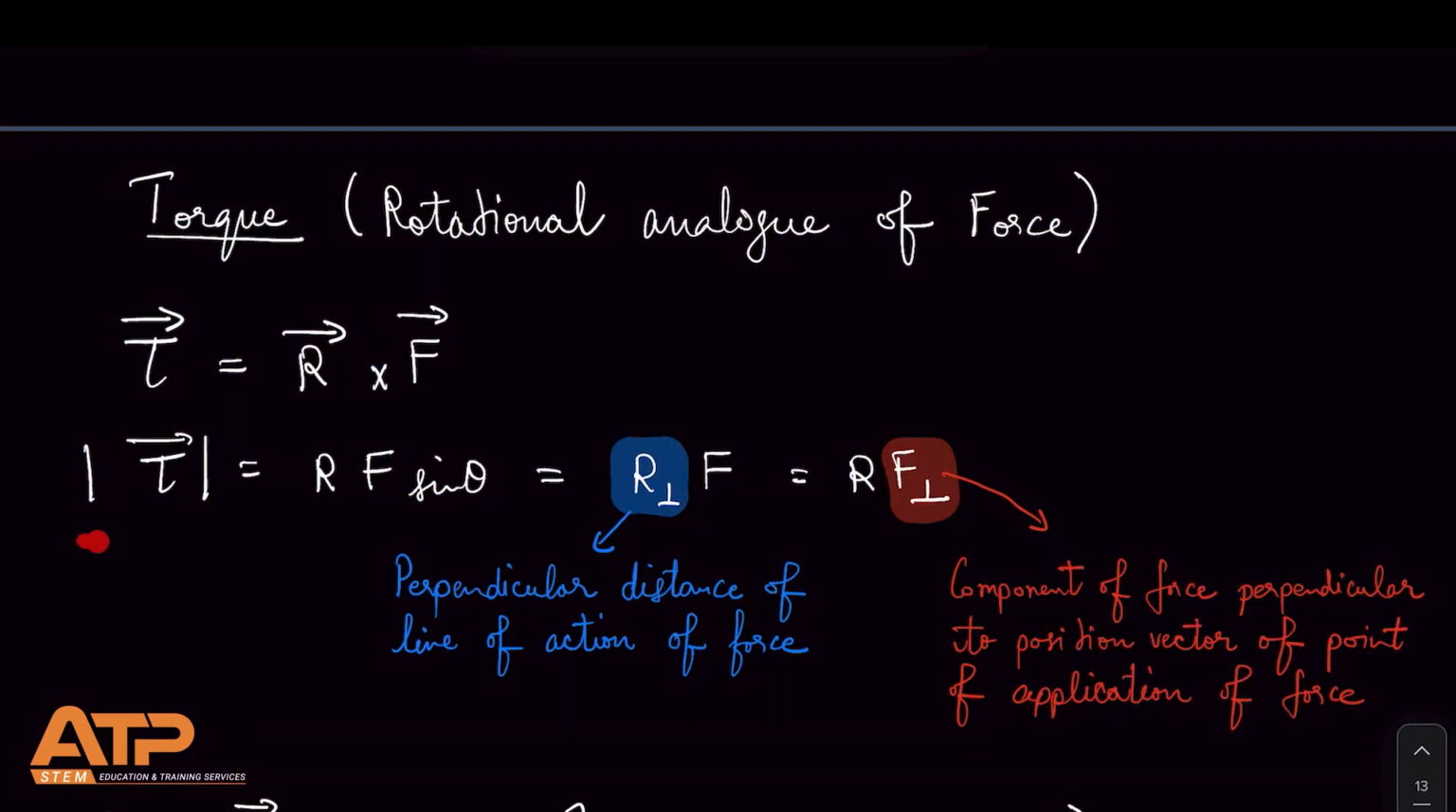But if you just need the modulus, the magnitude of torque, this can be written as R F sin theta, or R perpendicular into F, or R into F perpendicular. What is R perpendicular? The perpendicular distance of the line of action of force. What is F perpendicular? The component of force perpendicular to the position vector of the point of application of force.